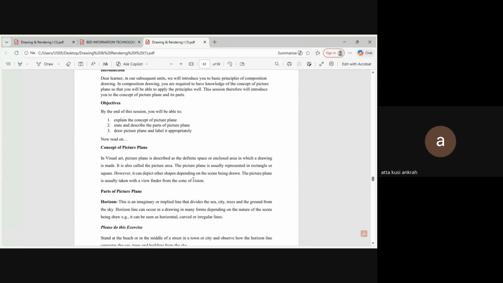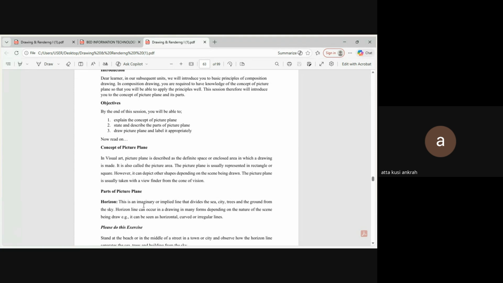So the plane that you are working on can be rectangular or square, because some of the sketch pads or some of the wood that you'll be using or some of the walls or some of the rubber supports or plastic supports are either rectangle or square. However, it can depict other shapes depending on the scene being drawn. The picture plane is usually taken with a viewfinder from the cone of vision.